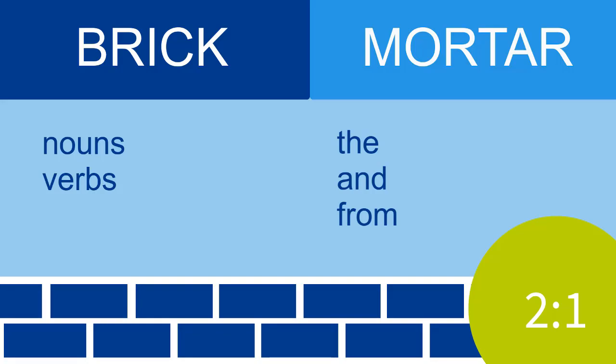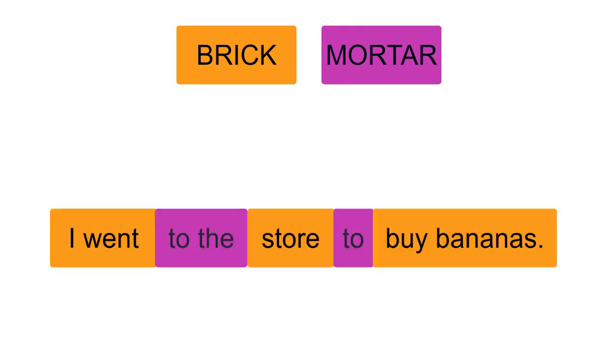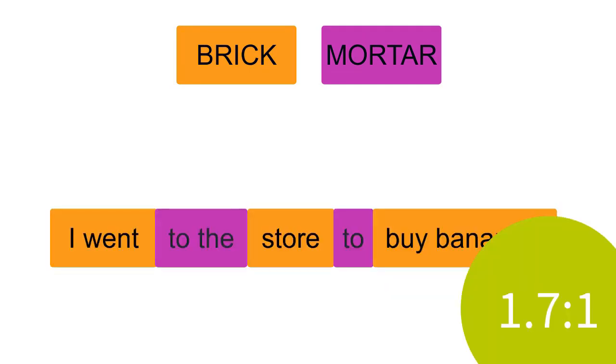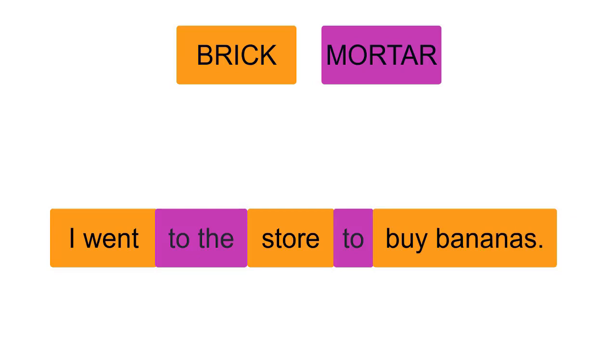Here's an example with brick and mortar words highlighted in contrasting colors. Note that in this sentence, the ratio of bricks to mortar is 1.7 to 1, and since that's pretty close to ideal, I can breathe easy. This sentence is not too wordy.